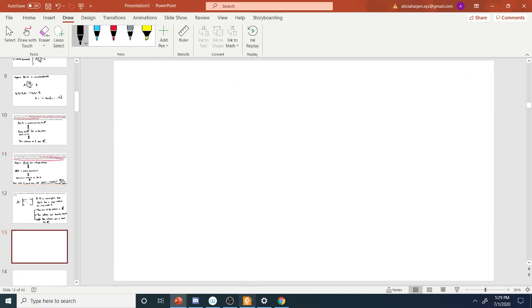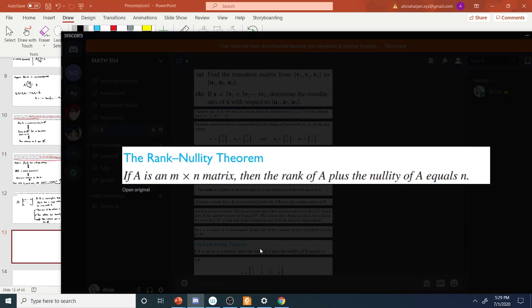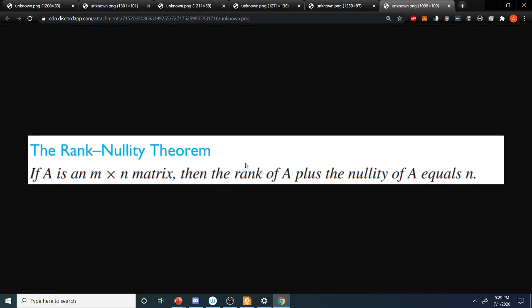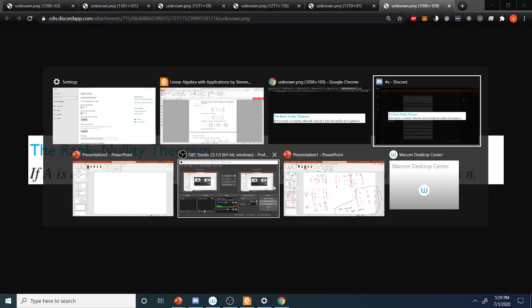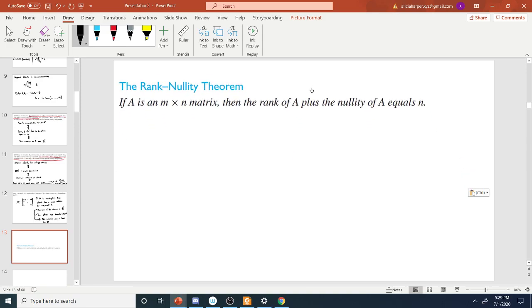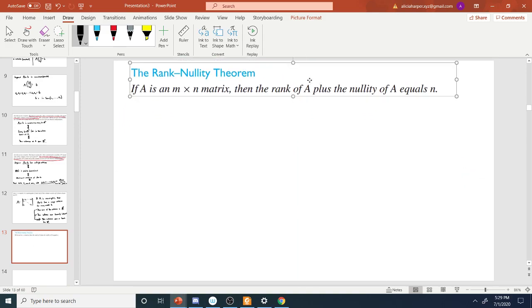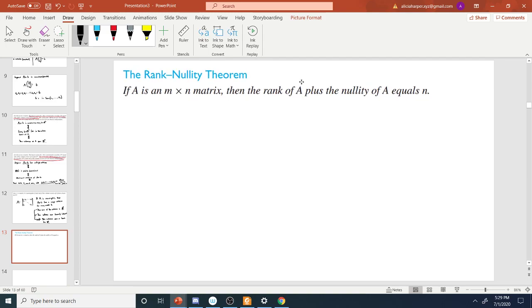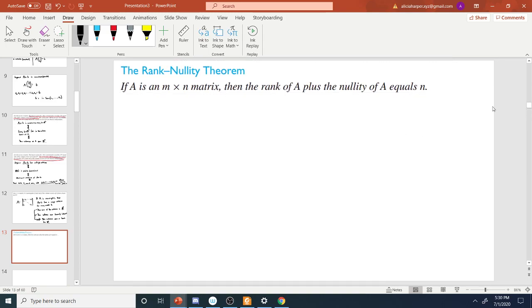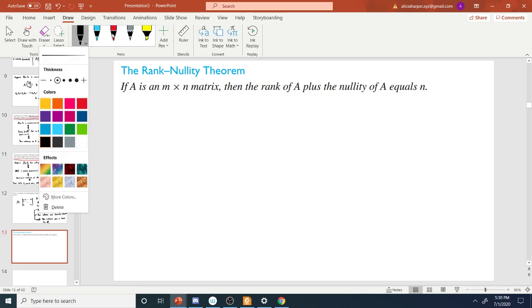All right? And now we get to the big theorem, or at least one of the two big theorems. And this theorem is so big that it has a name. It's called the rank-nullity theorem, but I've heard other people call it the fundamental theorem of linear algebra. So here's the statement. If A is an m by n matrix, then the rank of A plus the nullity of A equals n.